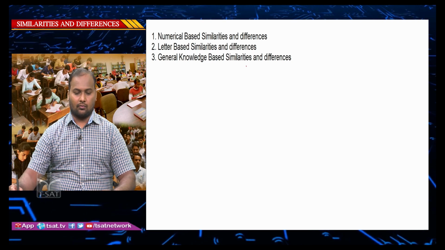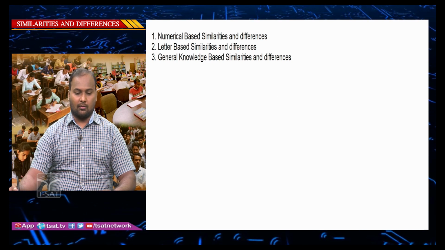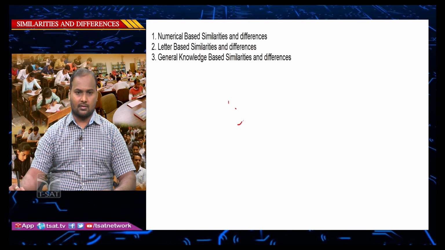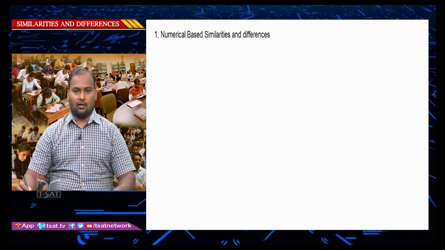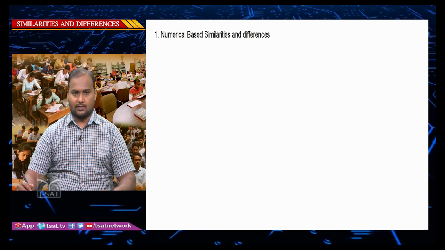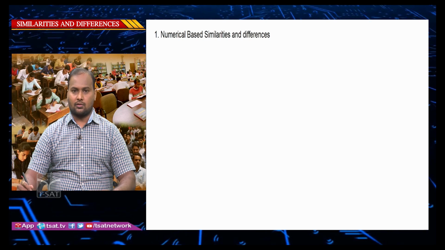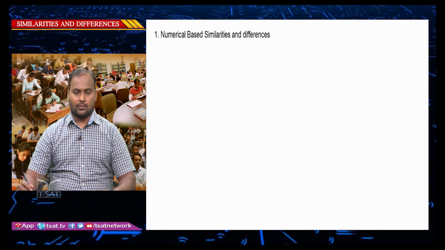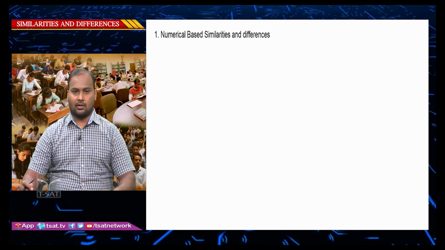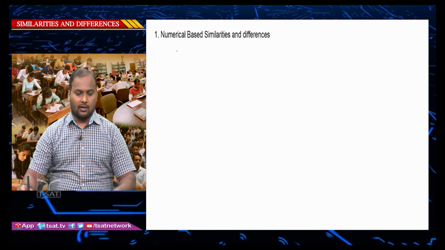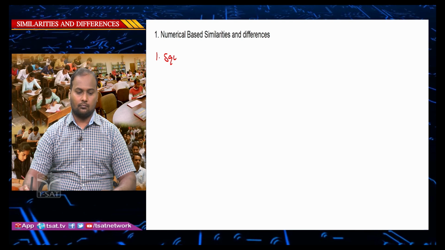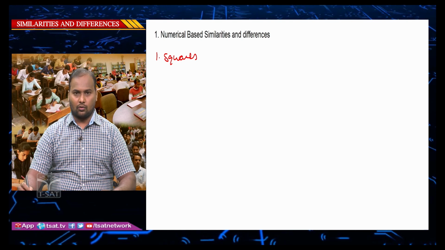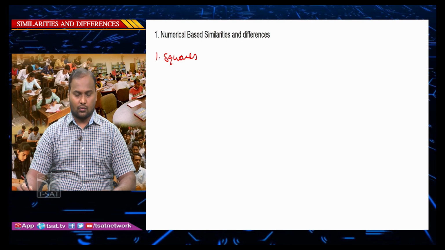First, let us try to solve the numerical based similarities and differences. The first type we are going to see today is numerical based similarities and differences. To solve these questions, a student should know certain areas. The first area is our squares. A student should know at least 25 squares.